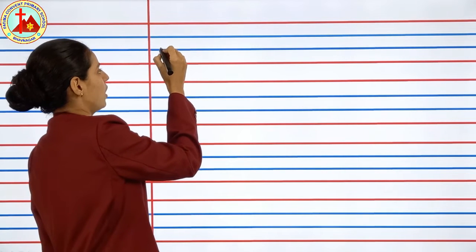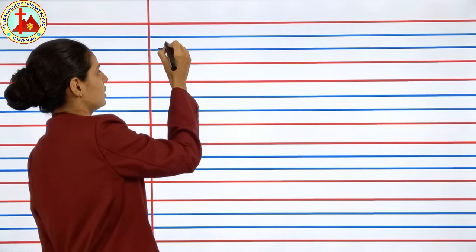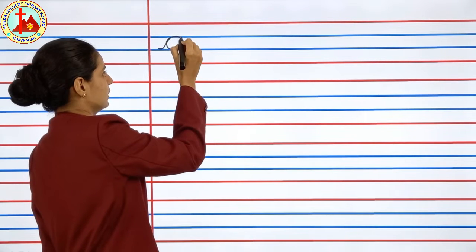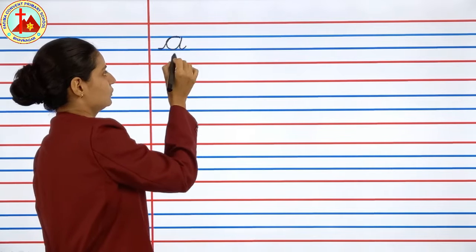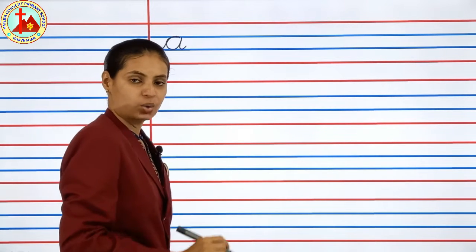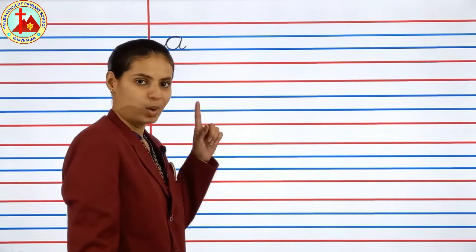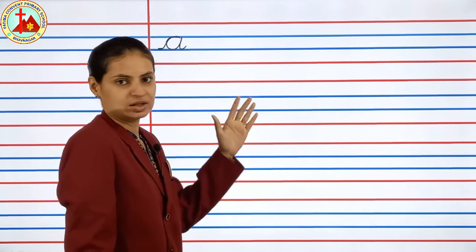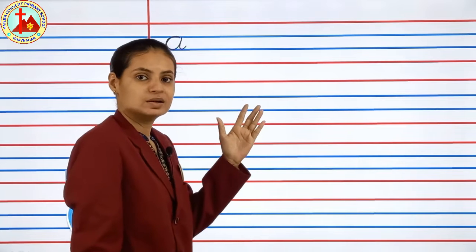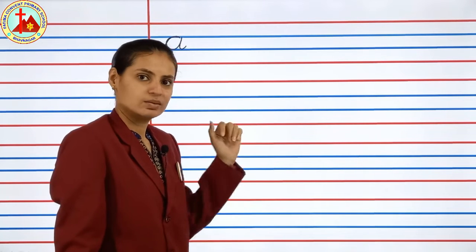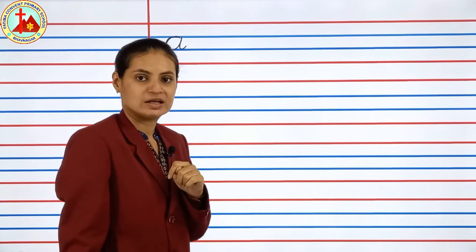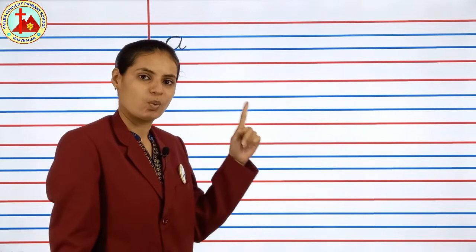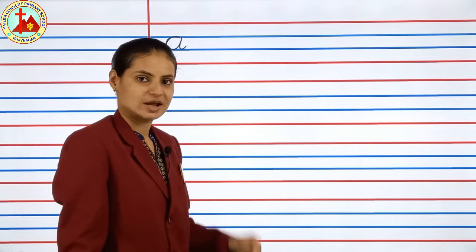Cursive small a. Start with a curve. A. Write in the blue line. A should not go out of the blue line. A. Now leave a gap of 1 finger between each letter. See, I am writing on the board, so I will leave a gap according to my board. But you are writing in your 4-line book, so you have to leave a gap of 1 finger between each letter.